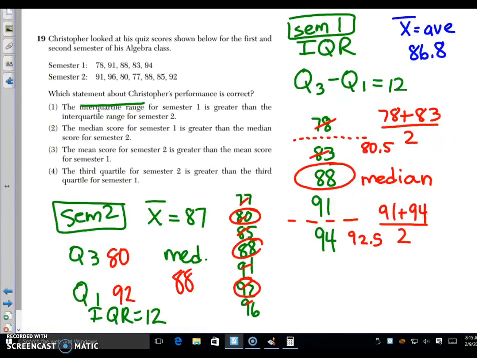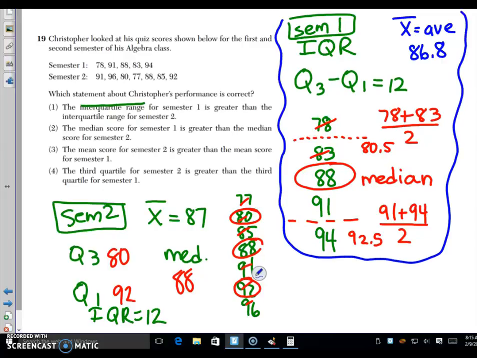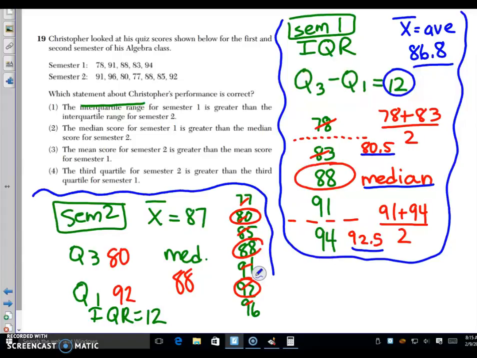I did a whole bunch of calculations for you. If you look over on this side right here, semester 1, you have the median. The average is when you add them all and divide by what you have. That's right here. You have the median, you have the lower quartile, you have the upper quartile, and the interquartile range. Take a second to look at all of these. I also did semester 2 down here. You put the numbers in order right here. You find the median, the lower quartile, the upper quartile, and the interquartile range.